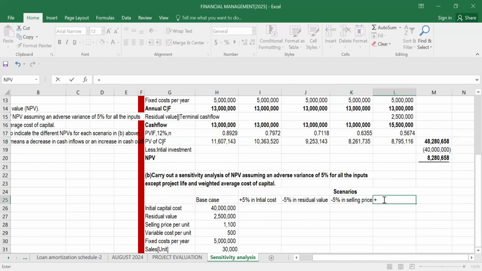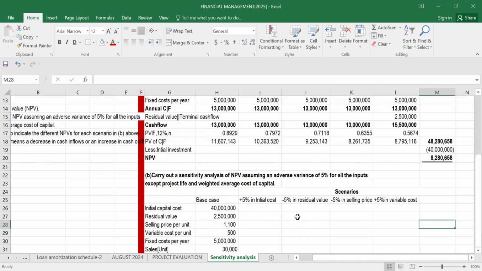So plus 5% in variable cost. Then the other item is the fixed cost. Fixed cost is also a cost, so we're also going to assume it will increase by 5%. A 5% increase in fixed costs. And then I think the last variable here is the sales in units.